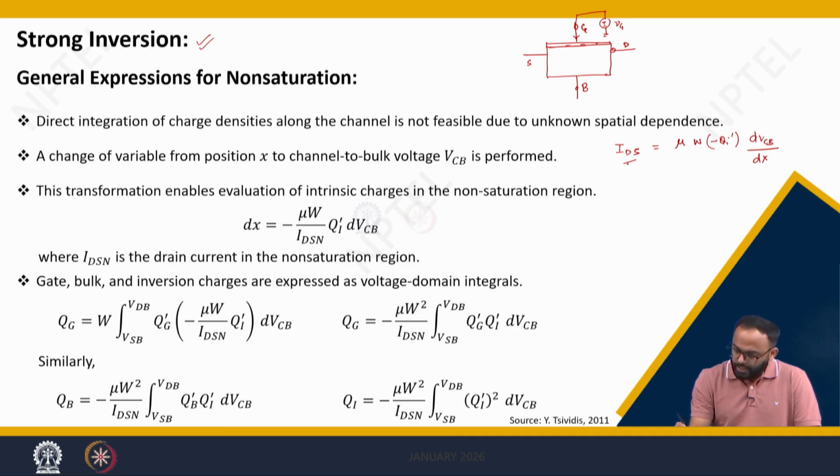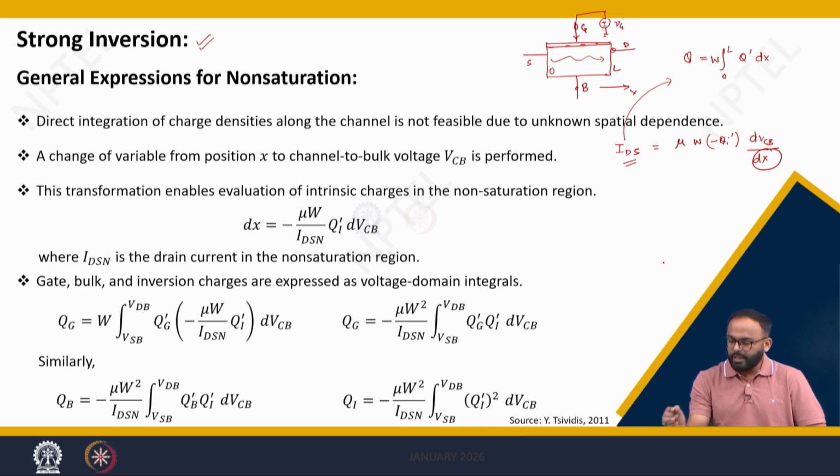Here the current is related with dx. dx is nothing but along the x how the current changes. So, this is 0, this is L. Now, we have also derived an equation where my charge is related with distance 0 to L, Qi dash dx into W. But I do not have a closed form equation which relates how the charge varies with the distance. So, I need to change this variable. To change this variable I can rewrite this equation as dx equals mu into W into minus of Qi dash divided by IDS into dVCB.